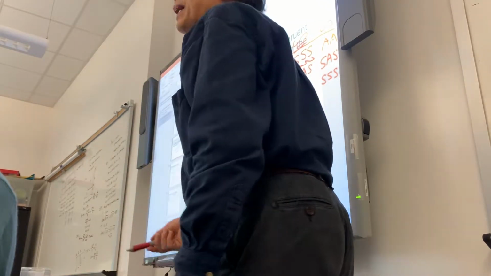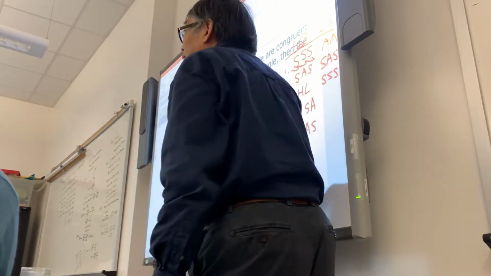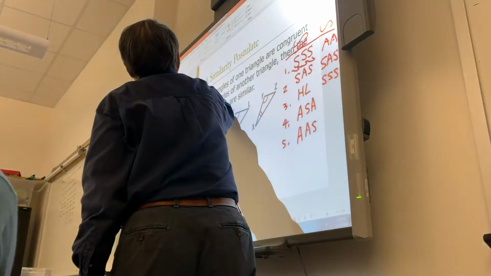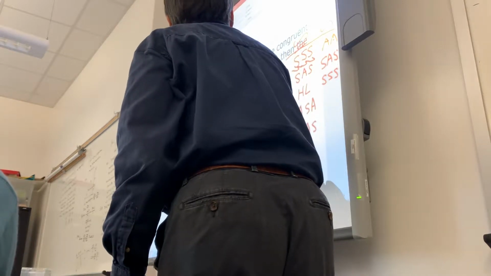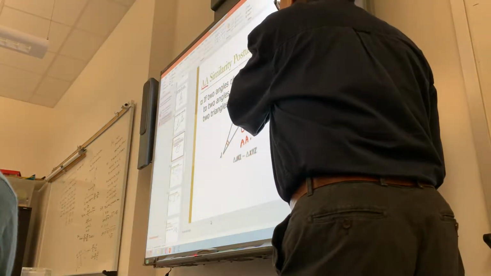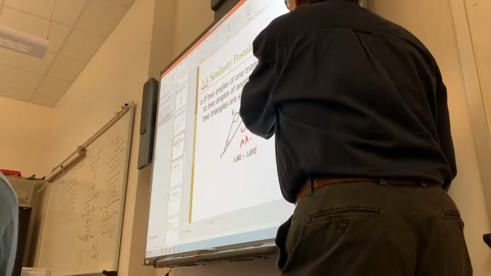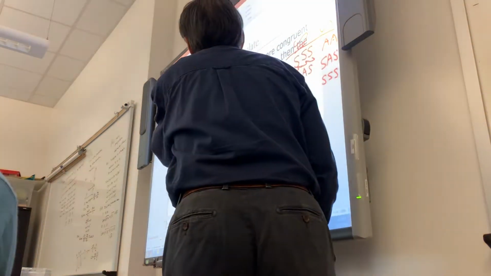Now, AA, angle similarity. If angle A and angle X are congruent, and angle K and angle Y are congruent, by angle similarity postulate, they are similar by AA. Okay, please. So this is the first postulate or theorem we learn to prove 2 triangles are similar. AA is enough. We don't need sides.